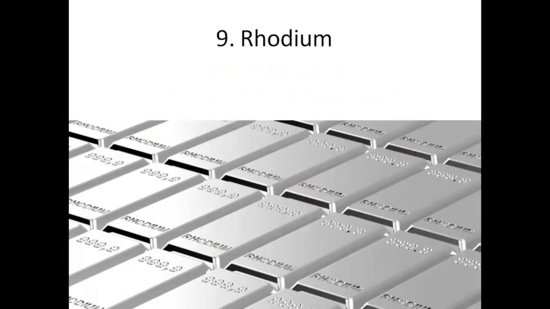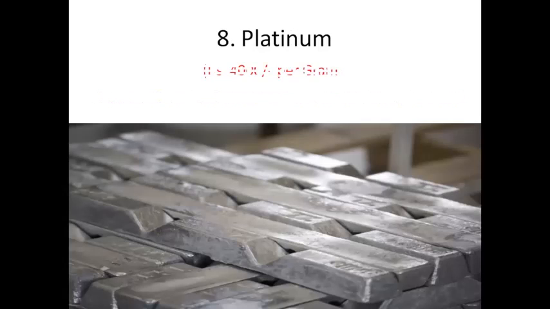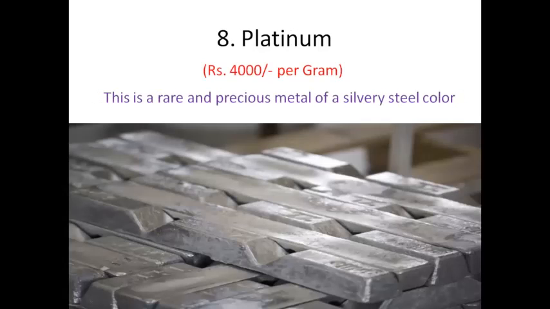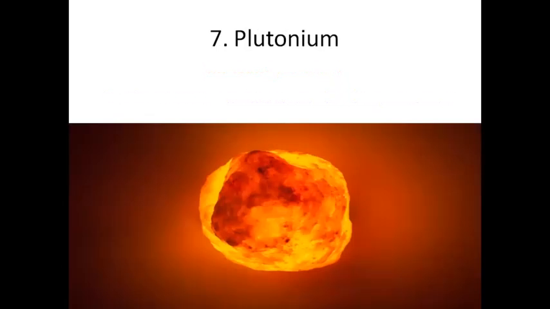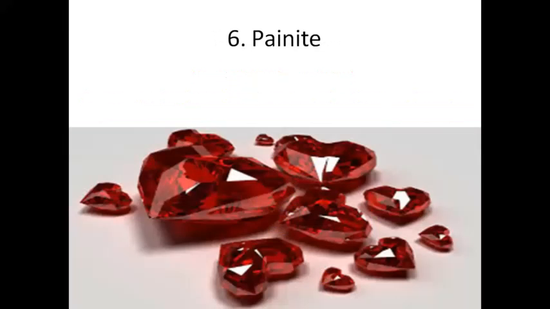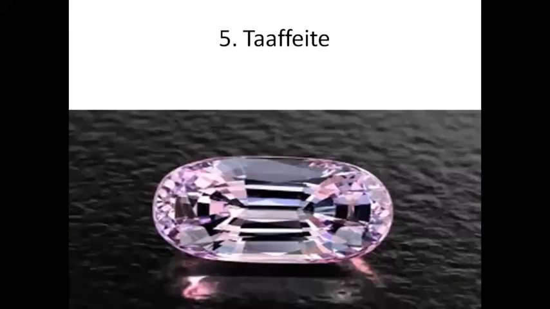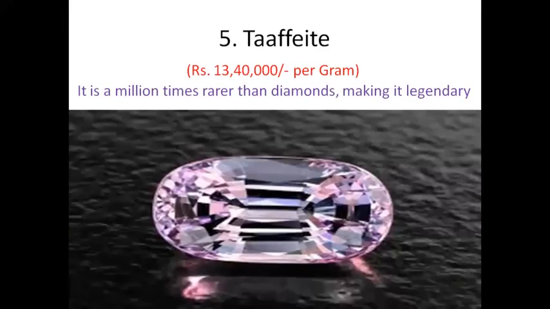At number 9, rhodium. Let's check its price. That is 3,800. At number 9 we have rhodium. Then number 8, platinum. Then at number 7 we have plutonium, 2,70,000. Then at number 6 we have pynite, 6 lakhs per gram. And at number 5 we have taphite, 13 lakhs.